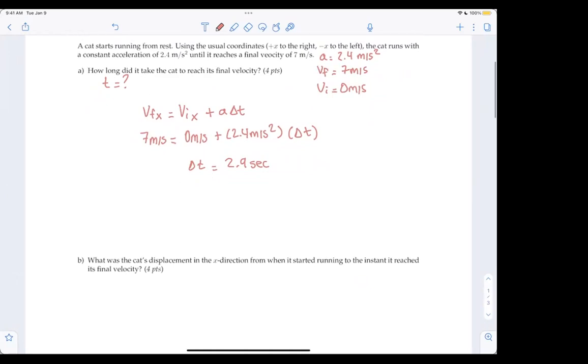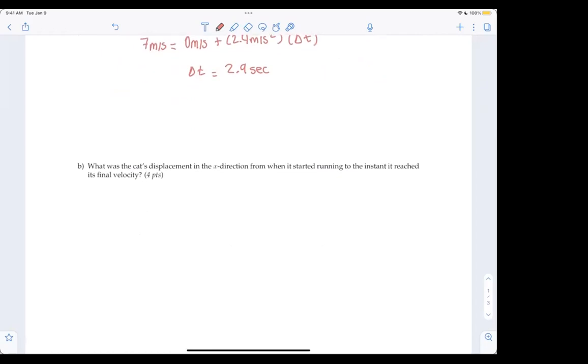But yeah, so we can move on to part B here, which is asking us, what was the cat's displacement in the x direction from when it started running to the instant it reached its final velocity? So it's asking us for delta x, right? And that's displacement. When it started running to the instant it reached its final velocity, right? So we're looking for delta x from ti to tf, right?